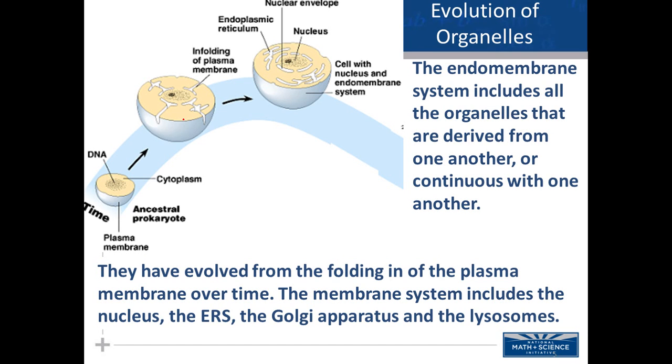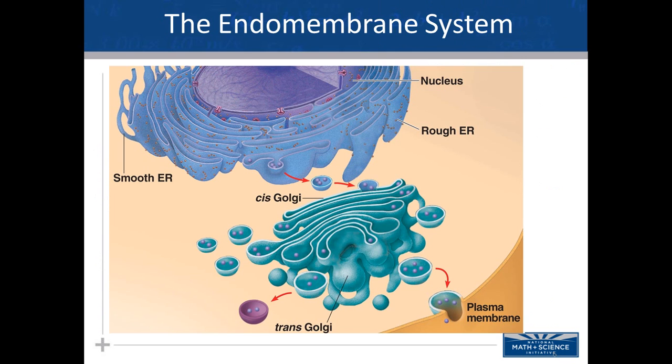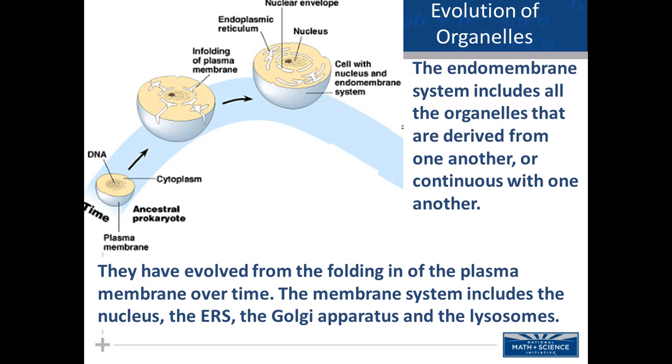Well, I want you to remember about the endomembrane system. So here it is real fast. Remember, the endomembrane system includes the nuclear membrane, the endoplasmic reticulum, the Golgi apparatus, the plasma membrane, and lysosomes. Okay? And so what they think happened over time is that there was a folding in of the plasma membrane. And as it folded in, it became the nuclear envelope. And that nuclear envelope then gave rise to the Golgi apparatus and the endomembrane system. So that's how some organelles evolved.